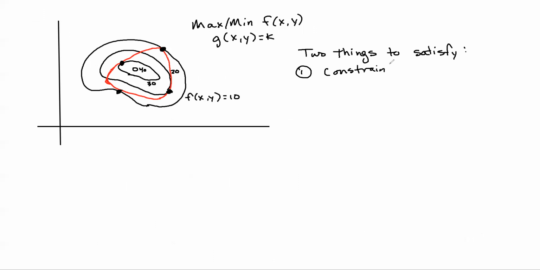First, when I'm looking at this picture, I'm looking for points that lie on the red line or the red curve. So the constraint needs to be satisfied. You can't look over here and say, why can't this point be a Lagrange point? Because it's not on the red curve. What about this point? No. The constraint must be satisfied, so the points must lie on the constraint.